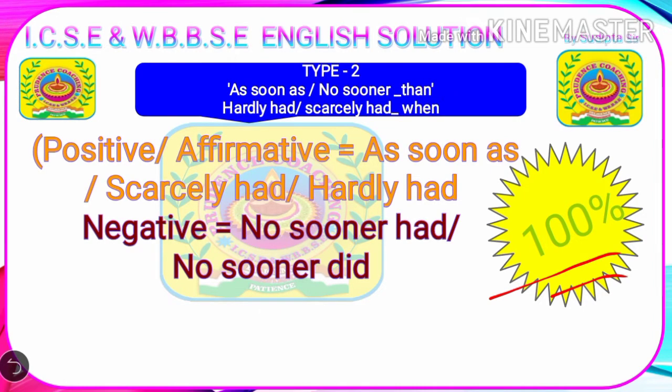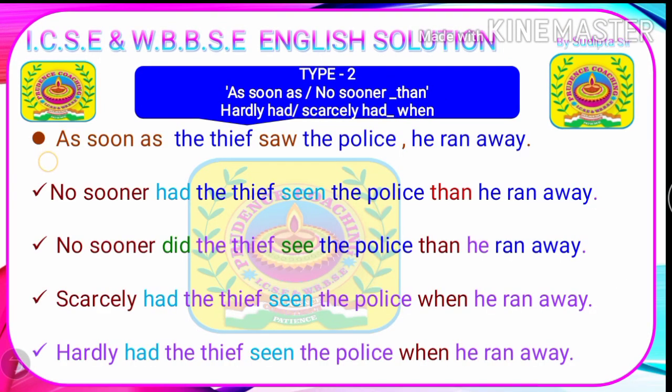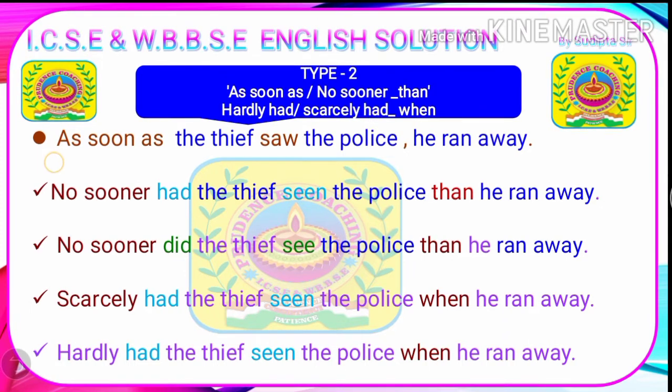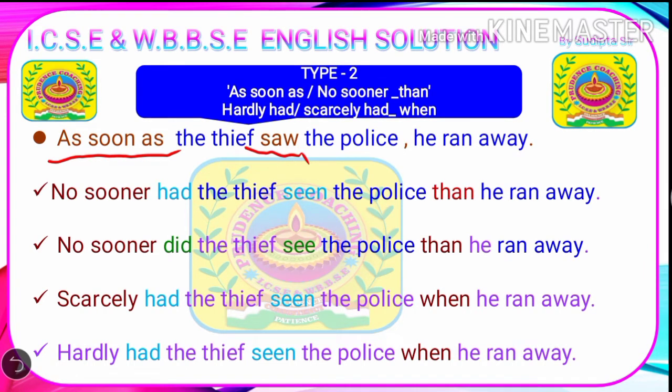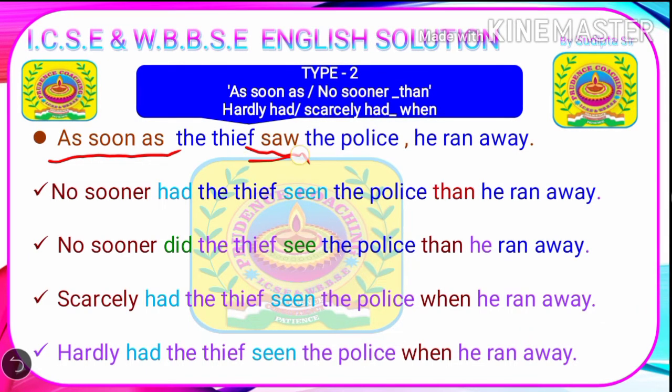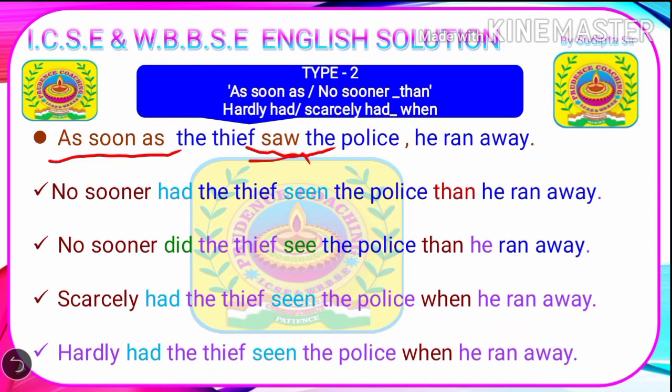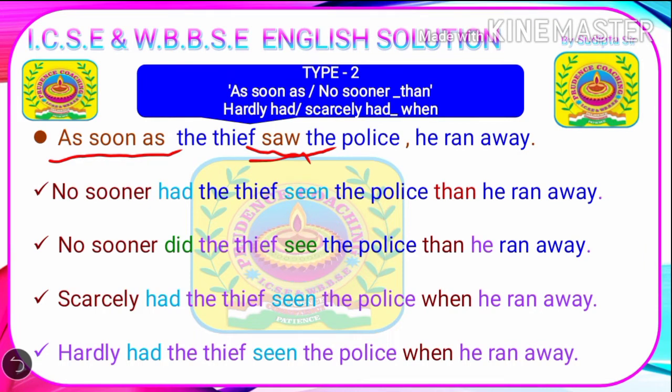Now let's have the pattern. Just have a look at the given questions for type 2, and we will have to concentrate on the color combination so that you can understand better. The question is, as soon as the thief saw the police, he ran away. You need to know that as soon as, this phrase always follows the past form of the verb. So if we use as soon as in any sentence, after the subject we will use the past form of the main verb. Here the verb was see, so we'll have to use saw as the answer. So the final answer is, as soon as the thief saw the police, he ran away.